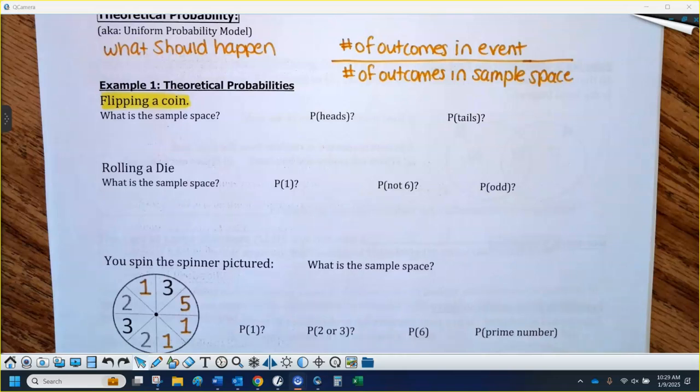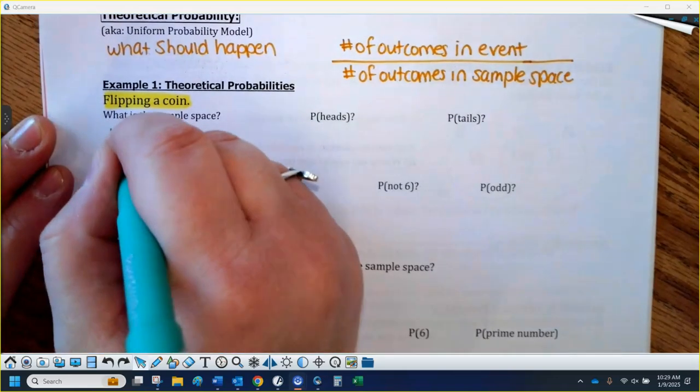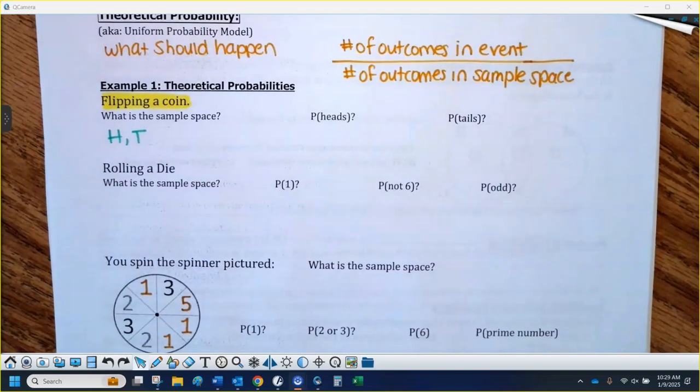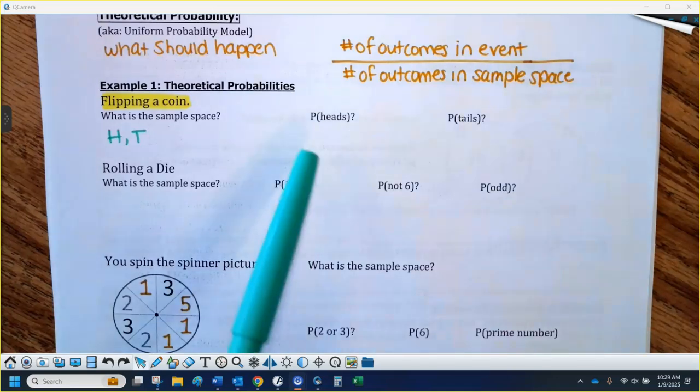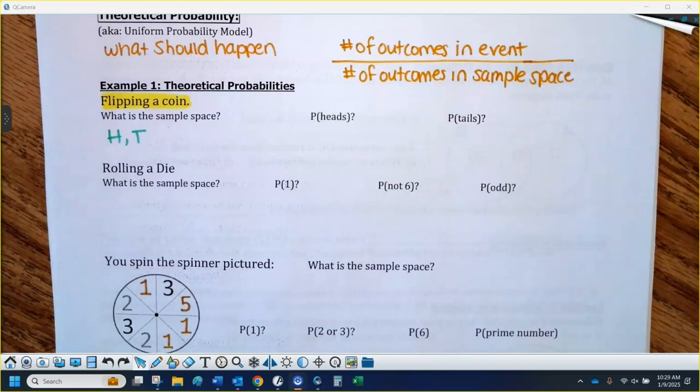Heads or tails? I was getting nervous, like everyone was being very quiet. Okay, heads or tails, that's your sample space. Now theoretically speaking, if I flip a fair coin, nothing weird, what's the probability that I would flip heads? Does anybody know?